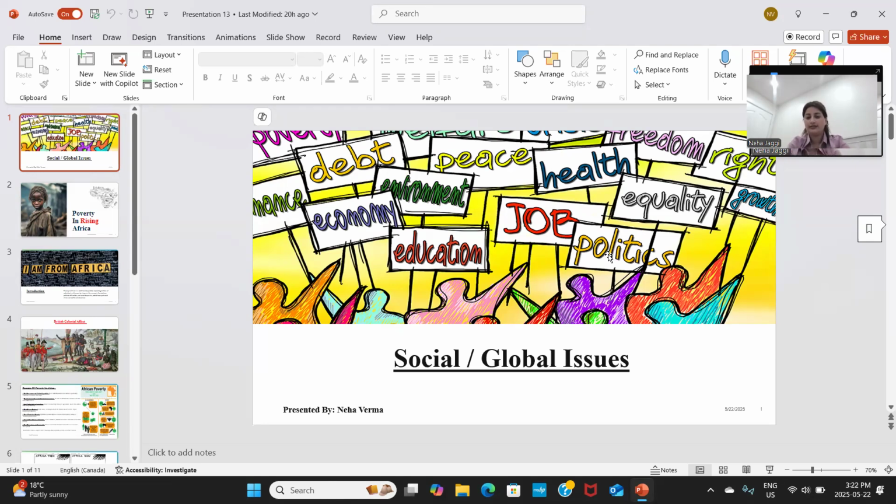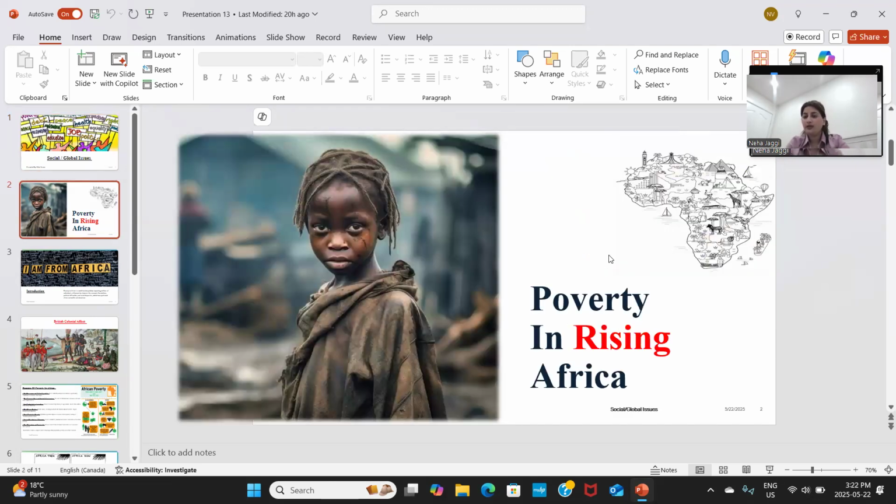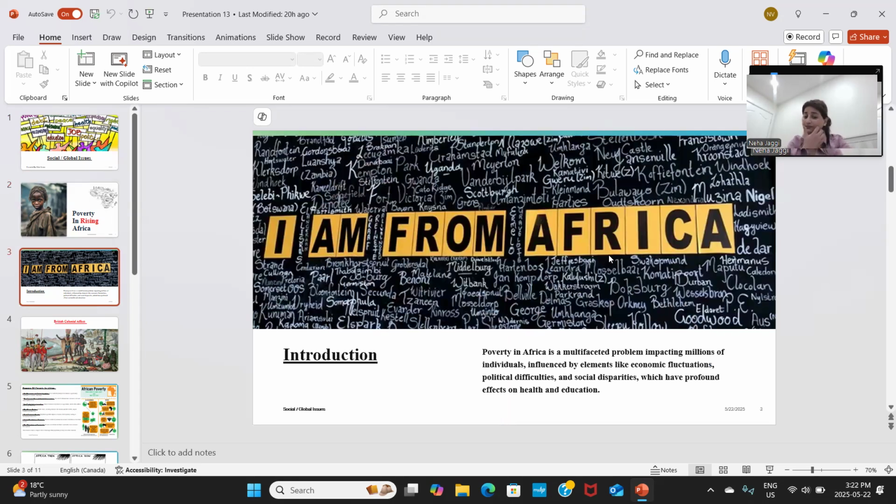So let's take a quick dip into one of the social and global issues, which is poverty in rising Africa. I was not familiar with this topic earlier because I was not aware of poverty in Africa. But when I joined my class a few weeks back, my professor, Mr. Steve, made us familiar and raised this global issue in our class and I had to do research on it. And when I got a chance to talk about this topic, I chose this one and only topic, which is poverty in rising Africa.